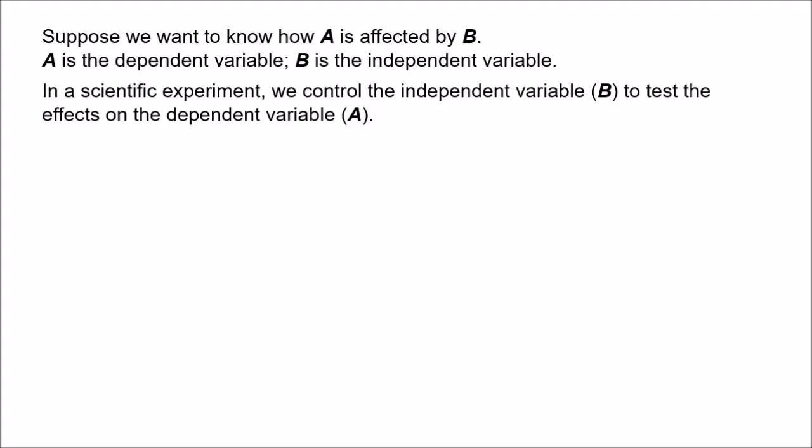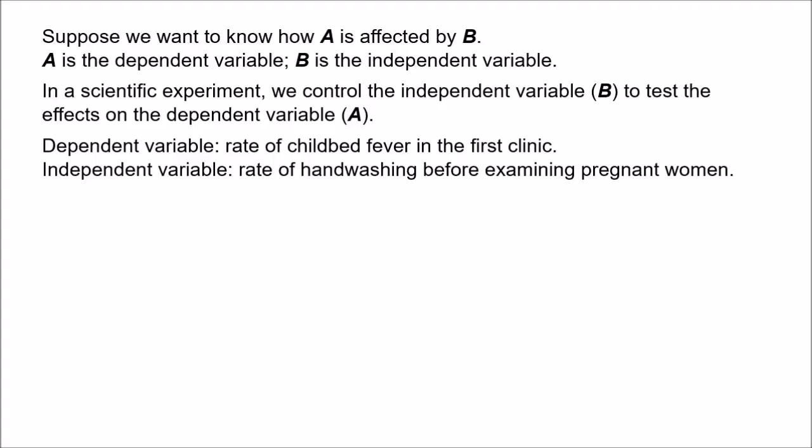So in the Semmelweis case, when Semmelweis instructed the doctors to wash their hands in chlorinated lime, the dependent variable was the mortality rate in the first clinic, and the independent variable was the rate of hand washing before examining the women. Semmelweis wanted to see how hand washing would affect mortality rates. And as we saw, the mortality rate was indeed dependent on hand washing. So that's just an important distinction that we need to make here.